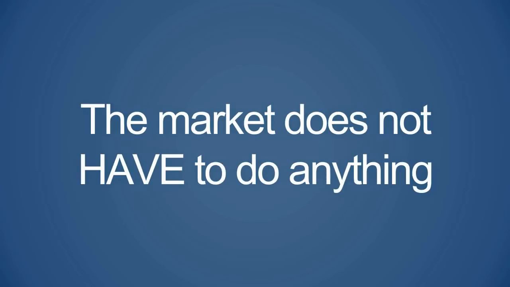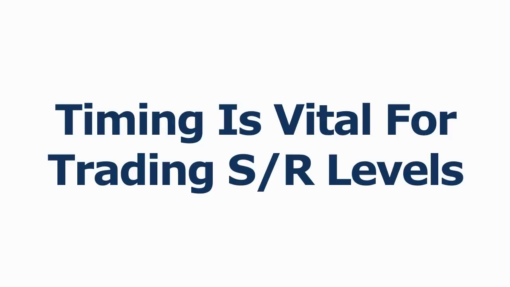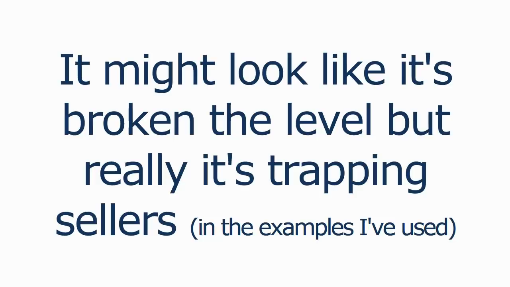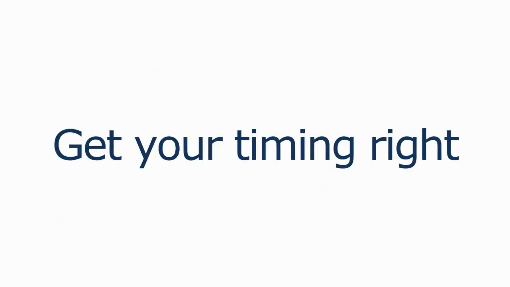Now there's many different combinations the market can throw at us. The market does not have to do anything, but we're not expecting certainty. All we're after is a decent probability to lean on. And a market can look like it's already reacted to a level in a certain way. It might look like it's bounced, for example, only to run through the level on a retest. It might look like it broke the level, but it's really just trapping the sellers in this example. And the key thing is to get your timing right.